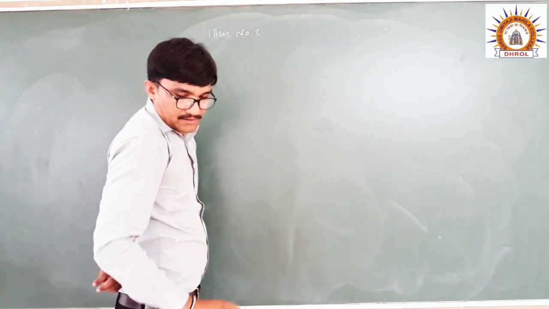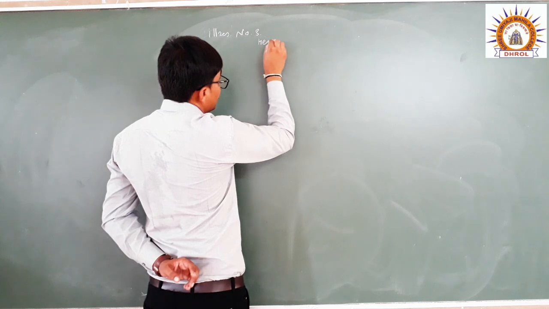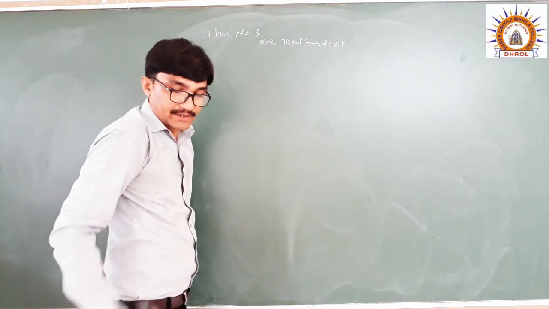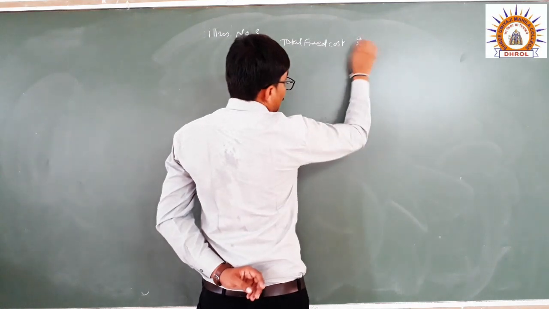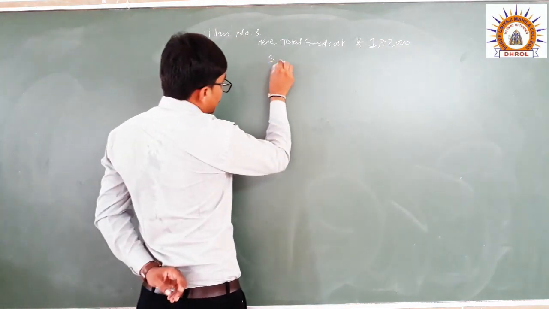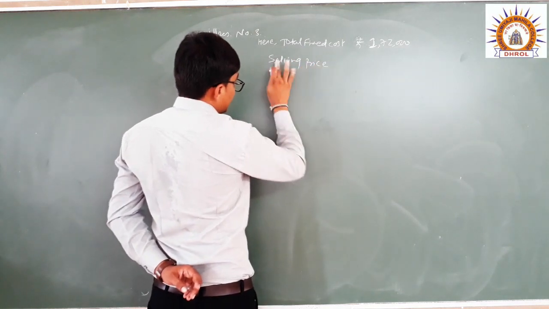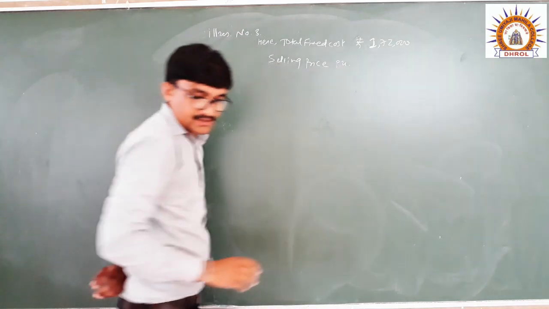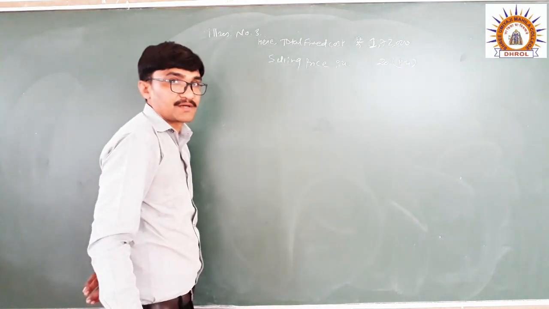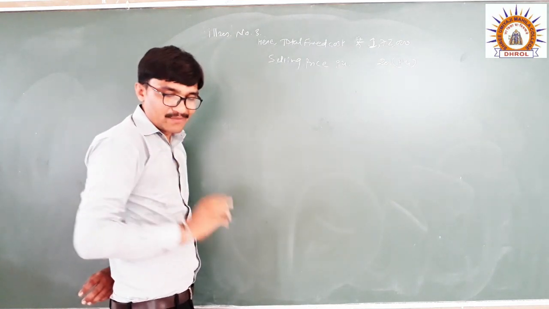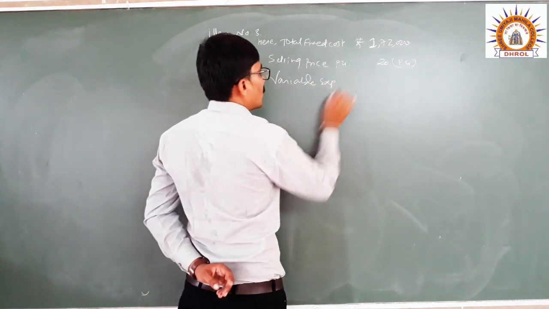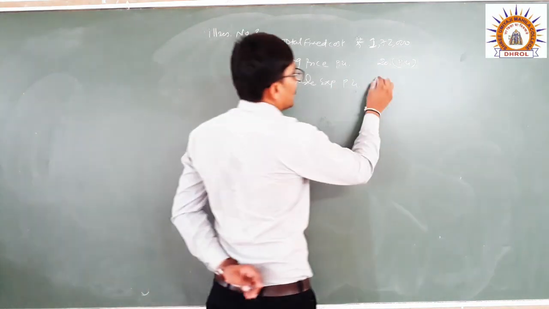Number 3, right? Here in this example, total fixed cost in terms of rupees is, suppose, given 1,72,000. Next, selling price per unit is rupees 20 per unit. This is per unit, right? 20 rupees. And last, variable expense, or we can say variable cost, which is also given in terms of per unit, is 50.